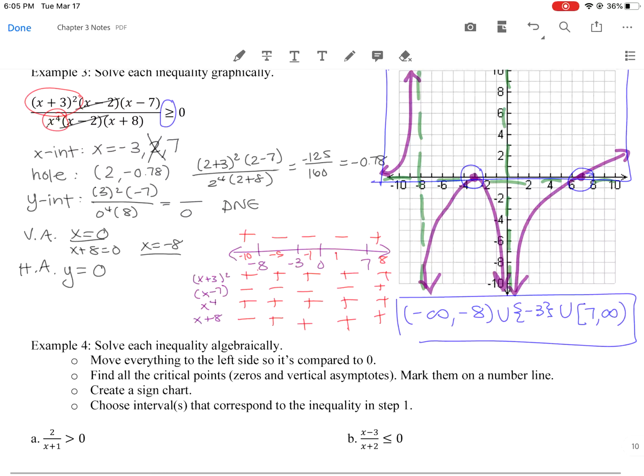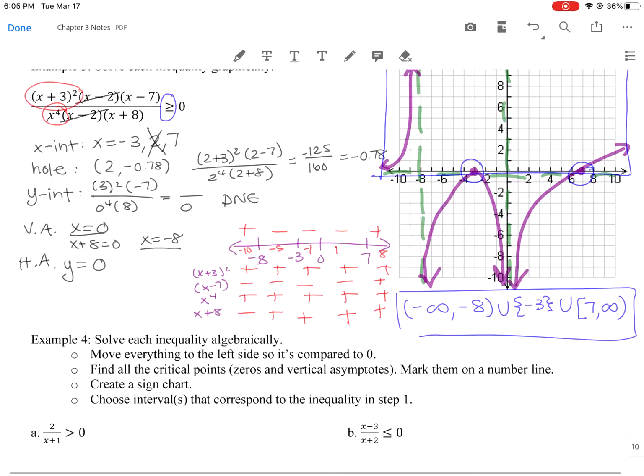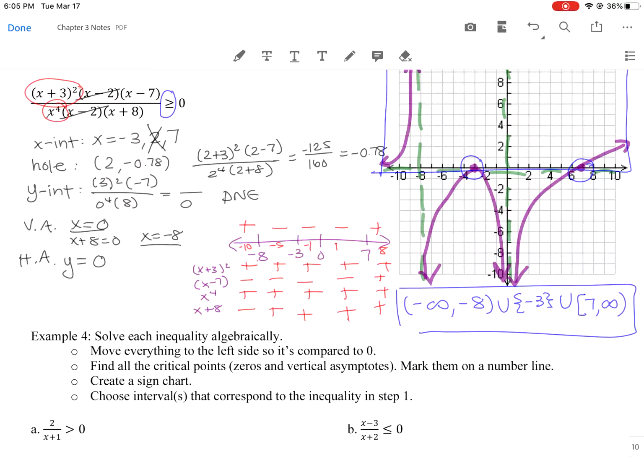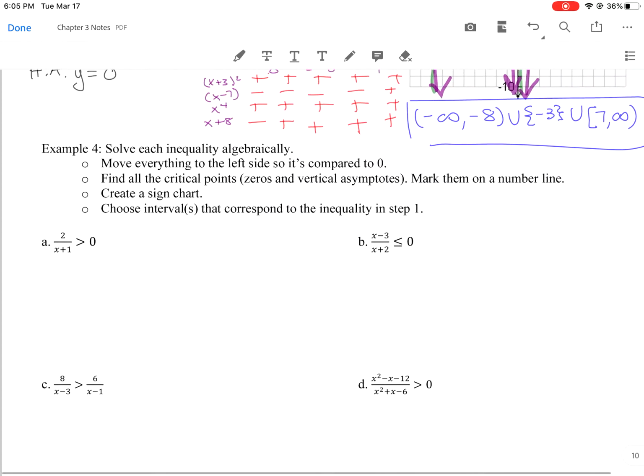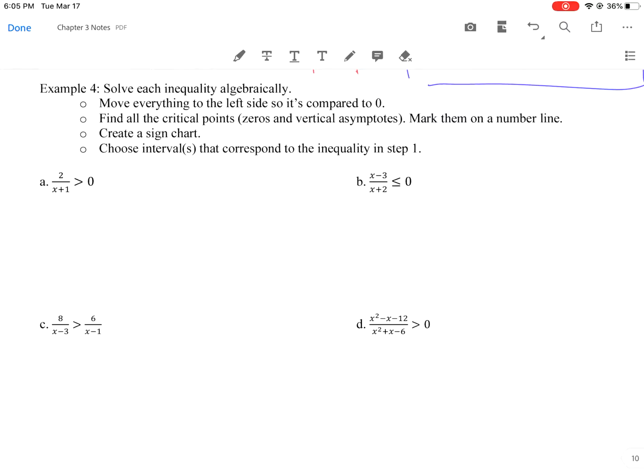So, in general, as you're solving these things algebraically, we're going to move everything to one side, I usually just say the left side, and set it equal to 0. Then we find what we call the critical points. So think about the points that we put on our number line in the problem above, any of our zeros, so our x-intercepts, or our vertical asymptotes. Then we're just creating a sign chart.